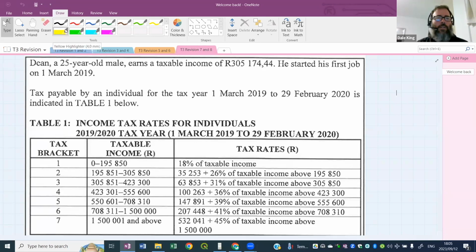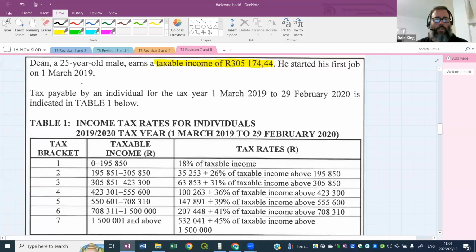We have Dean, a 25-year-old male, and he earns a taxable income of 305,174.44. So that's important. He started his first job on the 1st of March 2019. All right, 1st of March is very significant because that's the beginning of the financial year, which means he will be dealing with this tax table. So the tax tables work from 1st of March to the end of Feb. That's the financial year. So this tax table is for his 1st of March start.